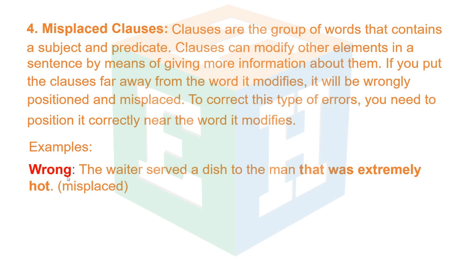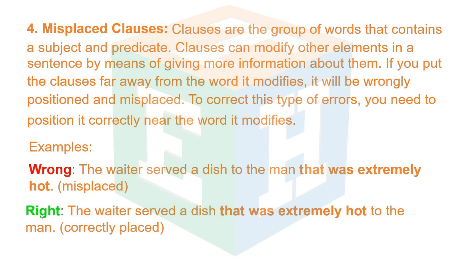Examples. This is wrong. The waiter served a dish to the man that was extremely hot. Misplaced. And this is correctly placed. The waiter served a dish that was extremely hot to the man.